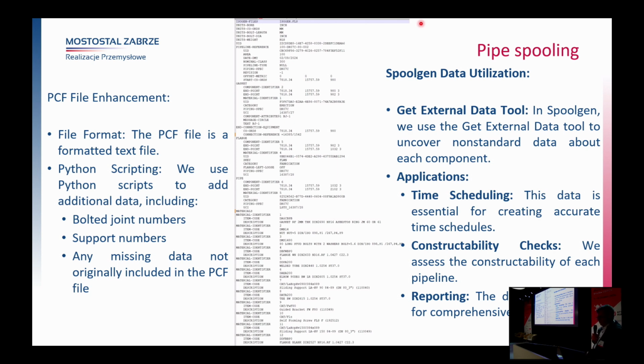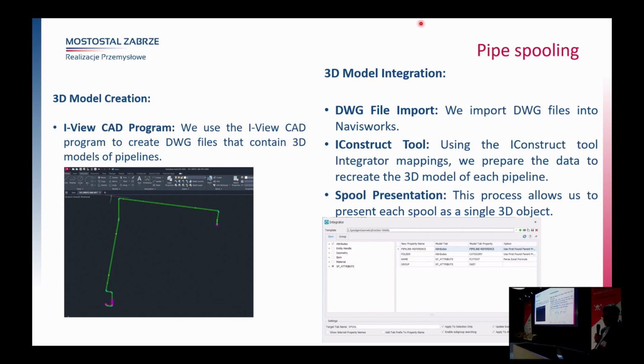We are also automatically creating 3D models with iConstruct to give the person responsible for the installation on site the ability to judge if this proposed spooling is good enough to be installed, and to create some workflow on checking and reporting the whole process.